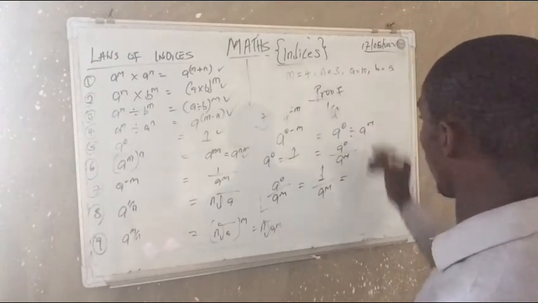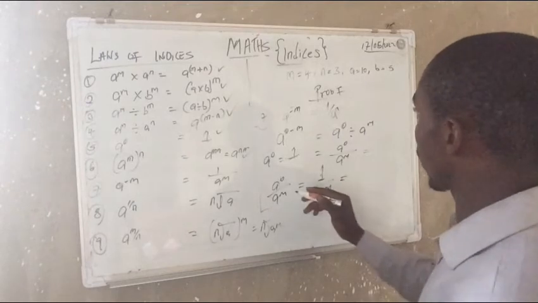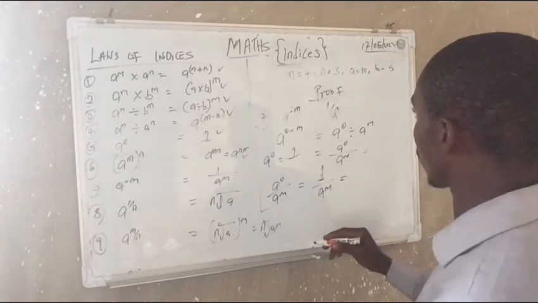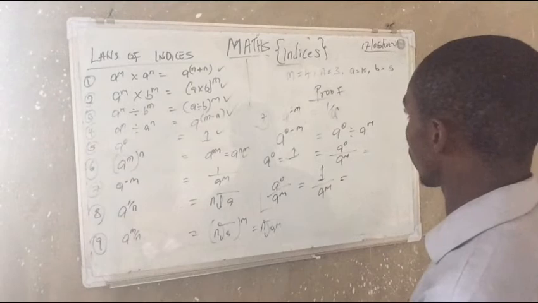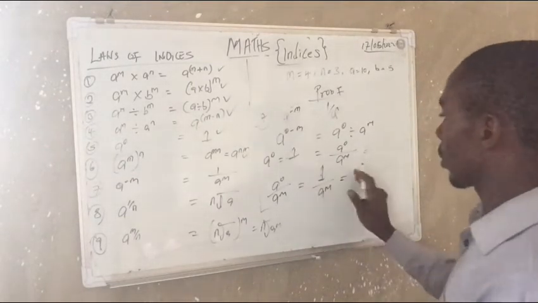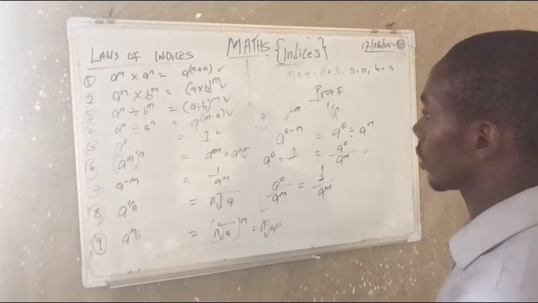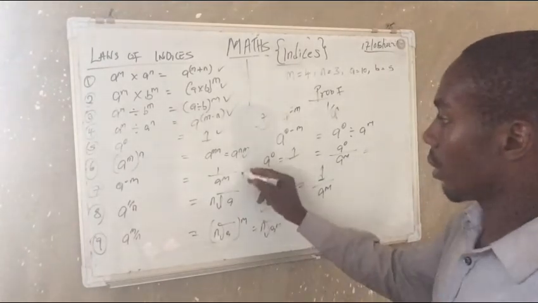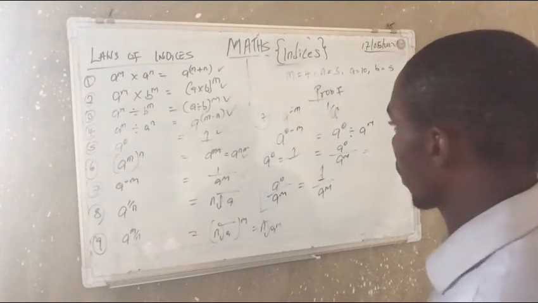from what we have here, our a is what? Okay. So this is it. So now this is proven. Number 8.